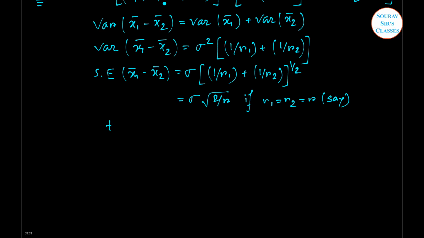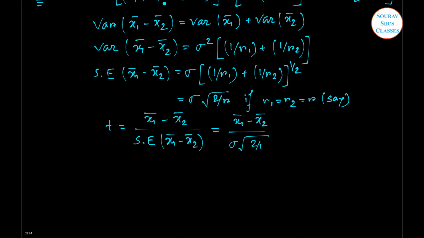Now small t equal to x1 bar minus x2 bar by SE of x1 bar minus x2 bar equals x1 bar minus x2 bar by sigma root over 2 by R, for a large number of degrees of freedom. However, for small degrees of freedom, small t is not normally distributed but follows the student's t distribution. Here t is small t.